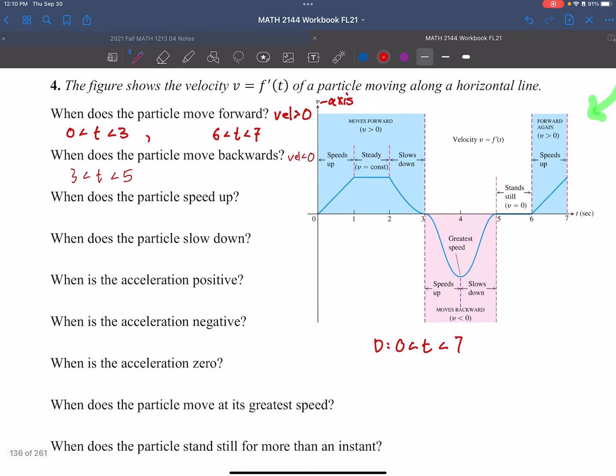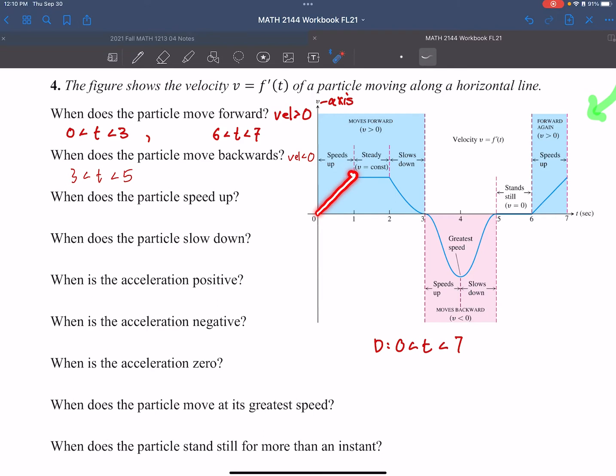The next question is, when does the particle speed up? Well, if you think about the motion of the particle, it's kind of calling it out right here. So this is where it's speeding up, and this is where it's speeding up. So let's think about, why is that the case? Because if you think about the velocity right here, one more derivative of velocity is the acceleration.